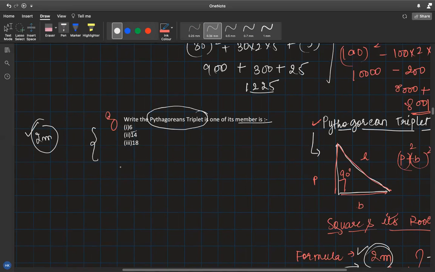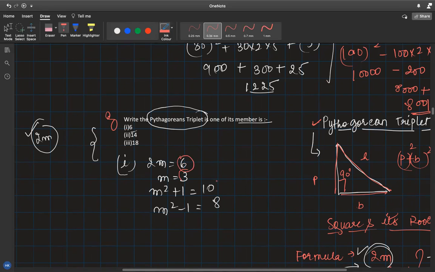One member is 6, so that means 2m is equal to 6. The value of m is 3. Now apply the formula m square plus 1. What is our m square here? 3 square is 9, 9 plus 1 is 10, and m square minus 1, 9 minus 1 is 8. So this is your Pythagorean triplet. This 6, 10 and 8 is your Pythagorean triplet.